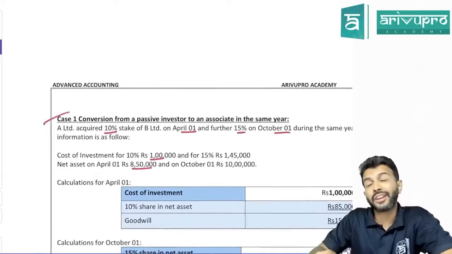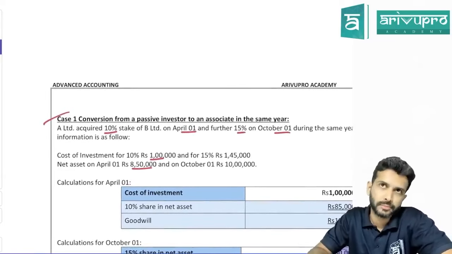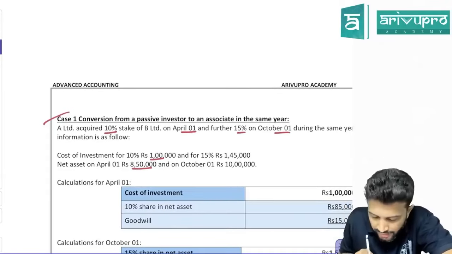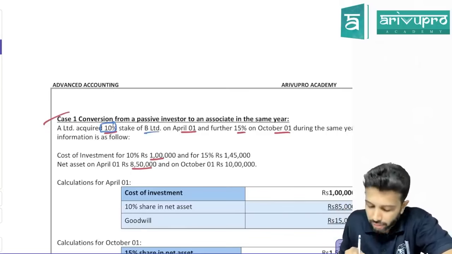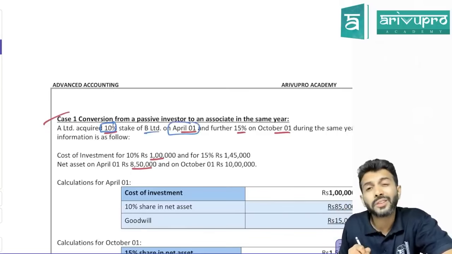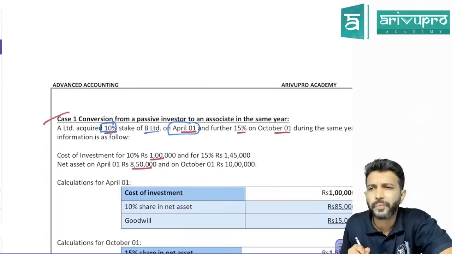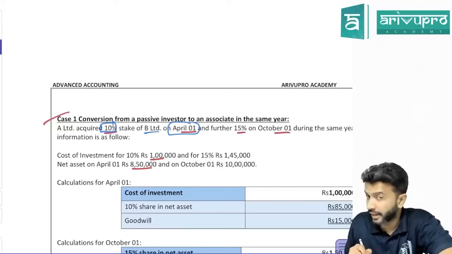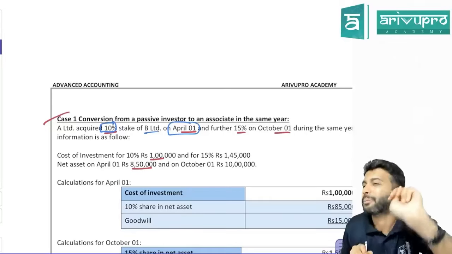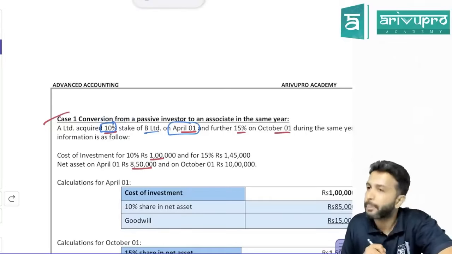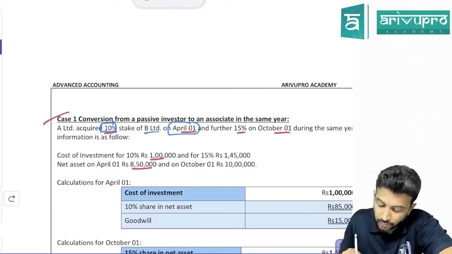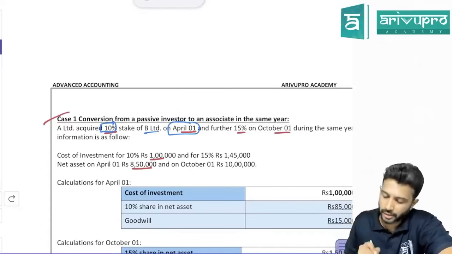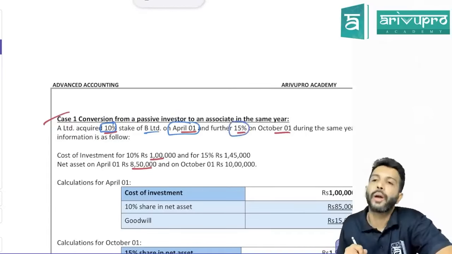What if you get significant influence in stages? Read. A acquired 10% in B Limited on 1st April. With 10%, will you get significant influence or not? For you to get significant influence, you should have a minimum of 20%. But here you got only 10%. And for 10%, how much did you pay? In fact, when did you acquire the 10%? 1st April. Then another 15% you acquired.